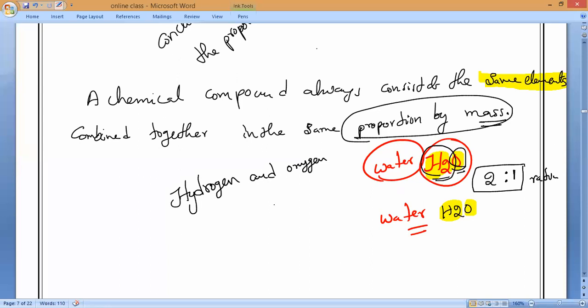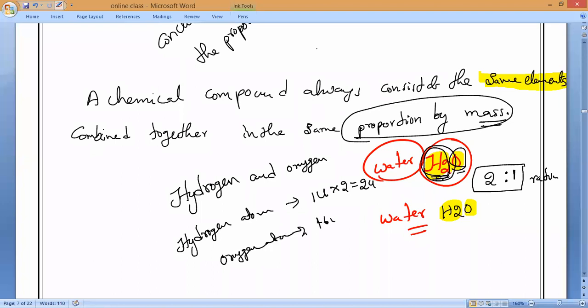Proportion by mass means, you all know the hydrogen atomic mass, is 1U. How many hydrogen atoms are there here? 2, so 2 into 1 is 2U. And what is the atomic mass of oxygen? 16. Oxygen atom is 16U, and only 1 is there, which equals 16U. So the mass ratio is always the same: 2 is to 16U. Both are even numbers, so I can minimize it: 1 is to 8. So their mass ratio always remains constant.